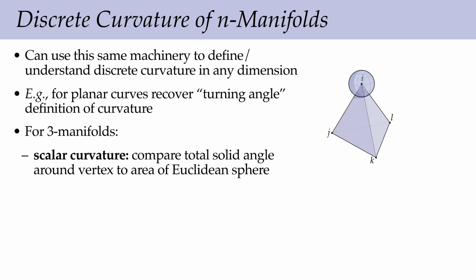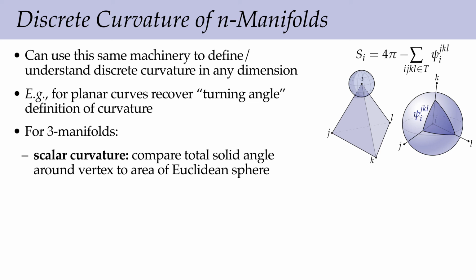And we're going to compare now the total solid angle around a given vertex to the area of the unit Euclidean sphere. If this set of tetrahedra come from ordinary flat three-dimensional space, then the angle of intersection that each tet makes with the sphere, when we sum those all up, we'll get 4 pi. We'll get the area of the sphere. But if these tets are curved in some way, we'll get a different quantity. We'll get a defect that's a lot like the two-dimensional angle defect. In particular, we can say the discrete scalar curvature S sub i, meaning the quantity at vertex i, is 4 pi minus the sum over all tetrahedra ijkl that touch i of this solid angle, which I've called psi sub ijkl. Right? So this is the dark blue region on the sphere on the right.